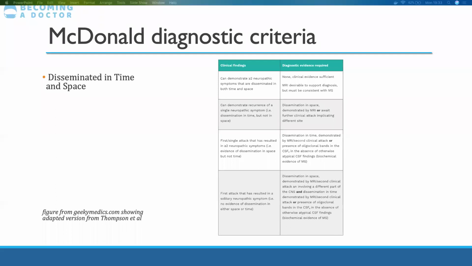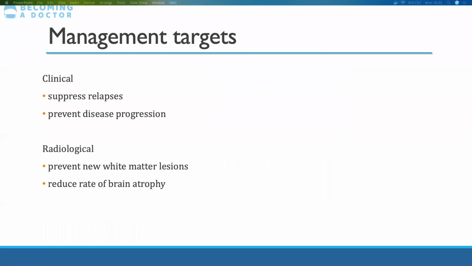Then let's say a person has one attack, with just that one symptom. At that point, clinically speaking, you need a lot more diagnostic evidence to back up that this is MS. So you would need to do an MRI, which shows dissemination in time and space, or there needs to be oligoclonal bands in the CSF. So all of that is basically summarized in this table over here. And yeah, I got that table from Geeky Medics.